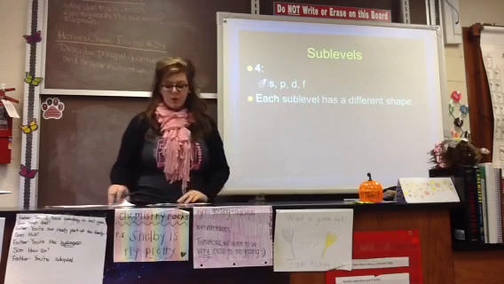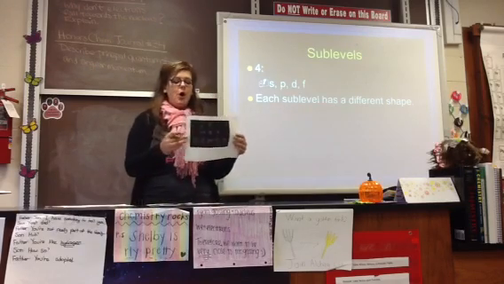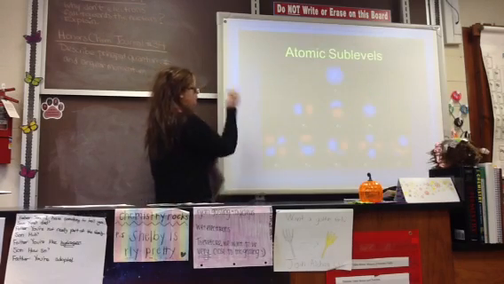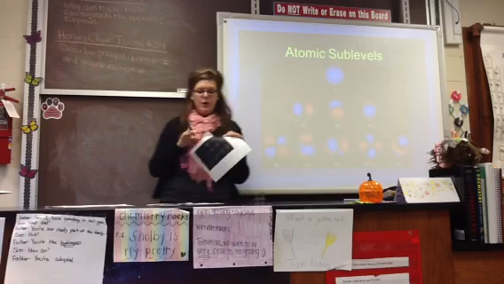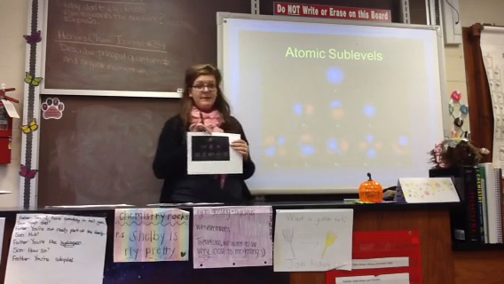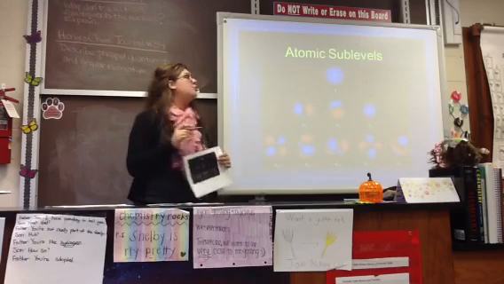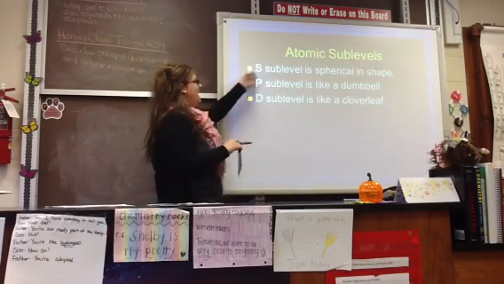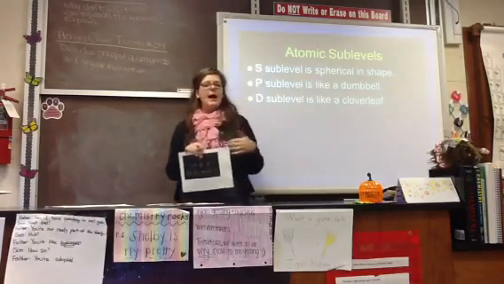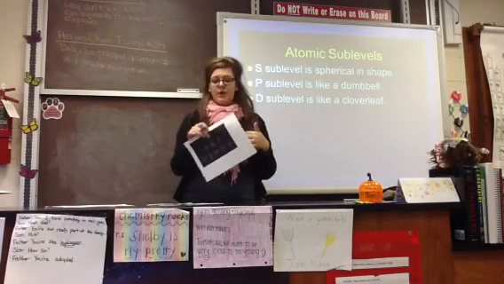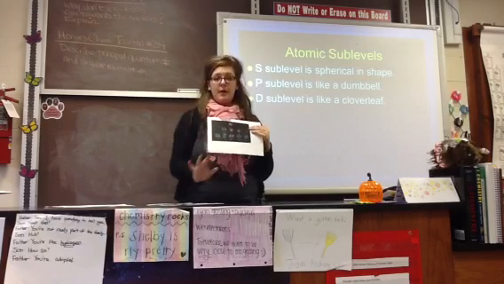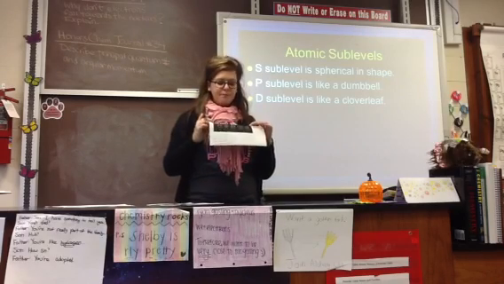Today I also gave you a paper with all of these different pictures on it. So let's look at those pictures right now. If you look at the very top row, I have S here, and my S is spherical. Would you write down that the S sublevel is spherical in its shape. That means the electron cloud looks like a circle. S will always have a spherical shape.